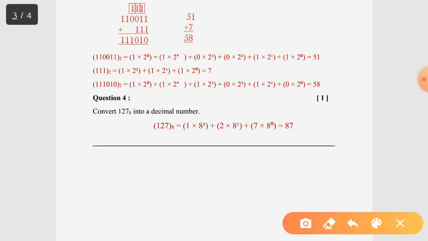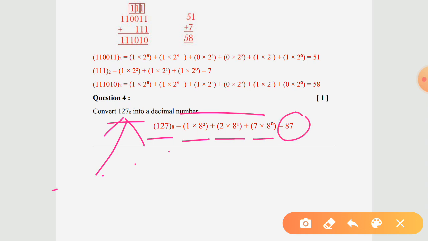The last question: convert 127 into a decimal number. So 127 is basically an octal number system number, since over here we have a base 8. Now 8 to the power 0 multiplied by this last one, 7. Then 8 to the power 1 multiplied by 2, then 8 to the power 2 multiplied by 1, and so on. When you calculate this, you will be getting 87.